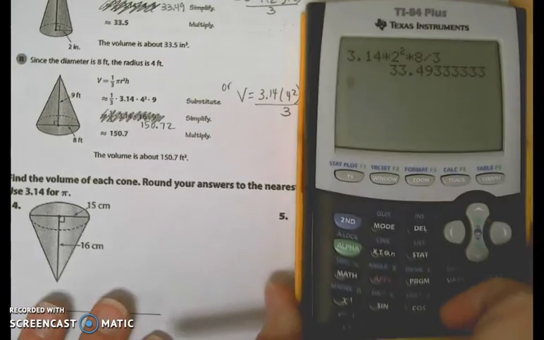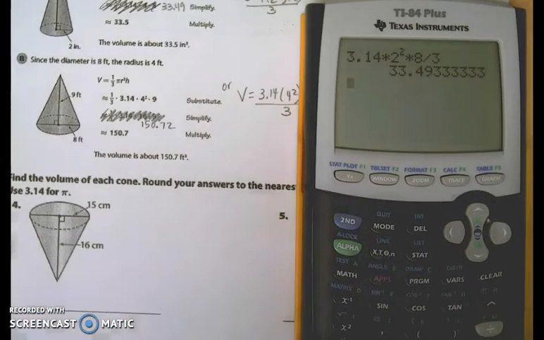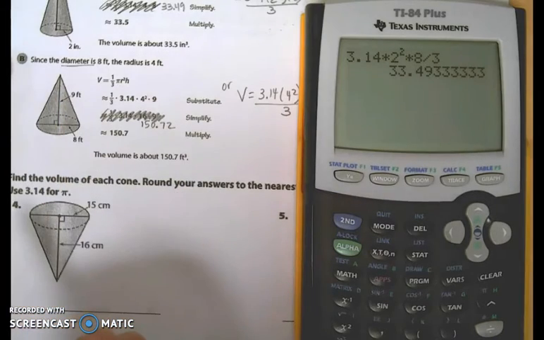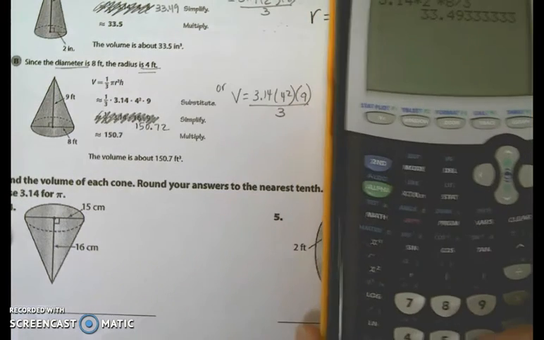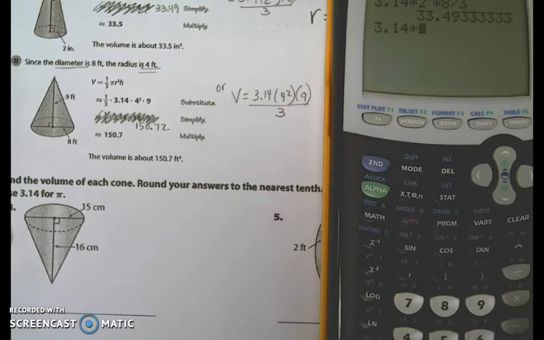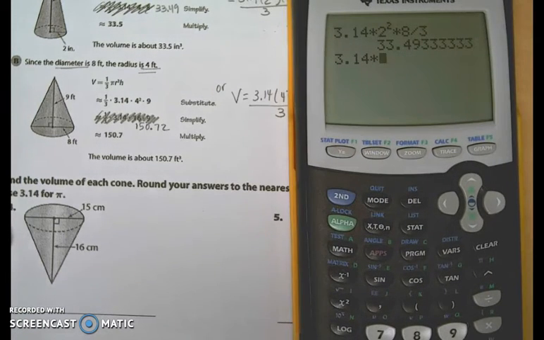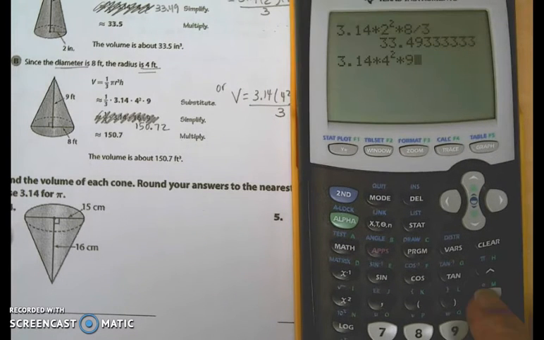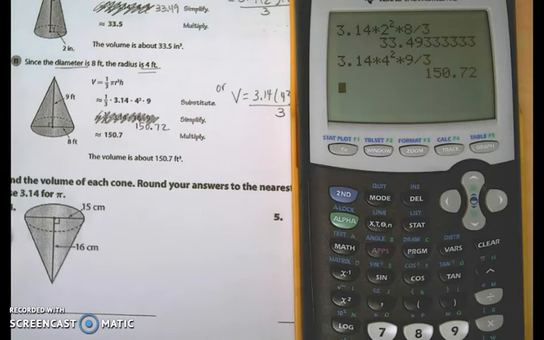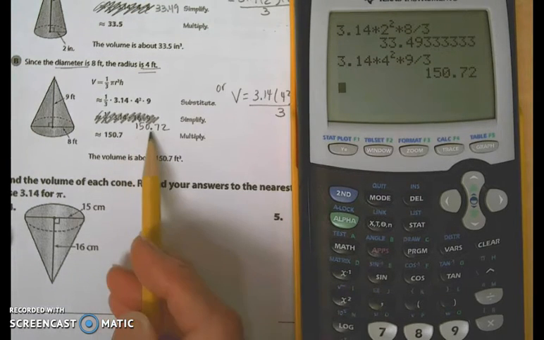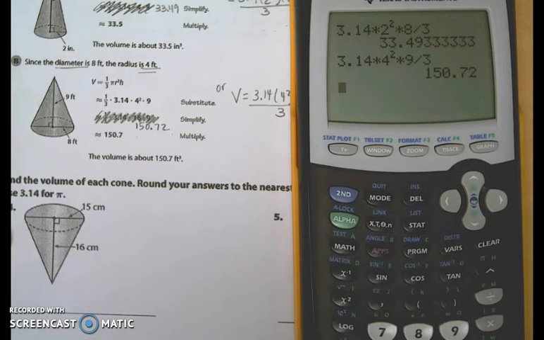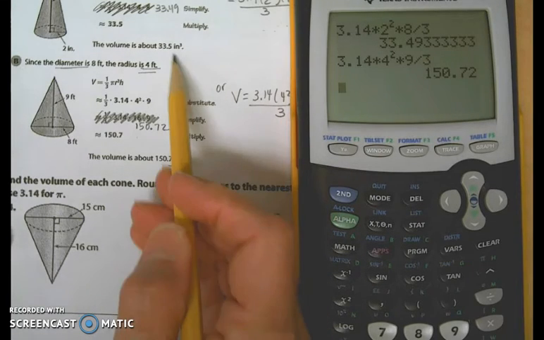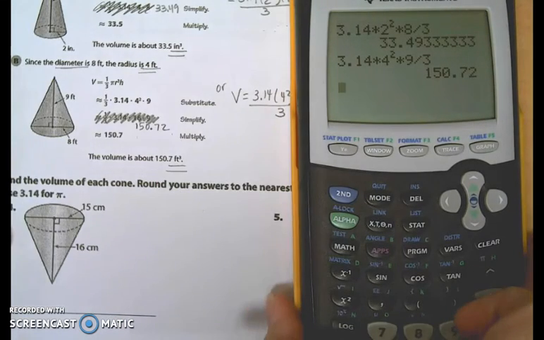So if I do this one, the second example, if they give you the diameter, do not forget to get the radius. So I'm going to type in 3.14 times 4 squared times 9 divided by 3. Press enter. So I get 150.72, which to the nearest tenth would round to 150.7. Again, the labeling is important on the final answers. Now you try.